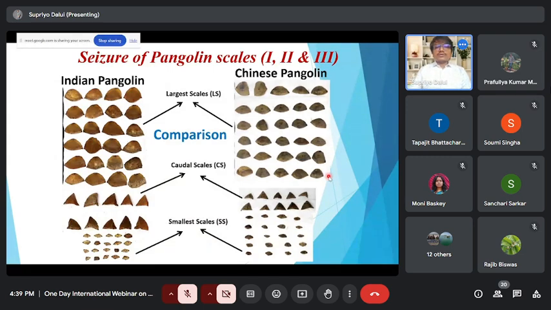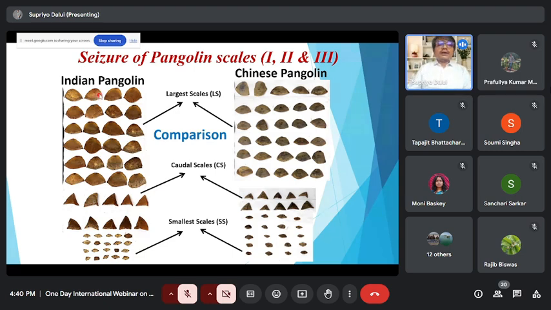So we first separate the scales based on some color and size. We already knew that Indian pangolin scales are bigger in size and Chinese pangolin scales are smaller in size. So first of all, we did genetic analysis to find out which ones are the Indian pangolin scales and which ones are the Chinese pangolin scales. Then based on this genetic data, we separated these two types of pangolin scales.